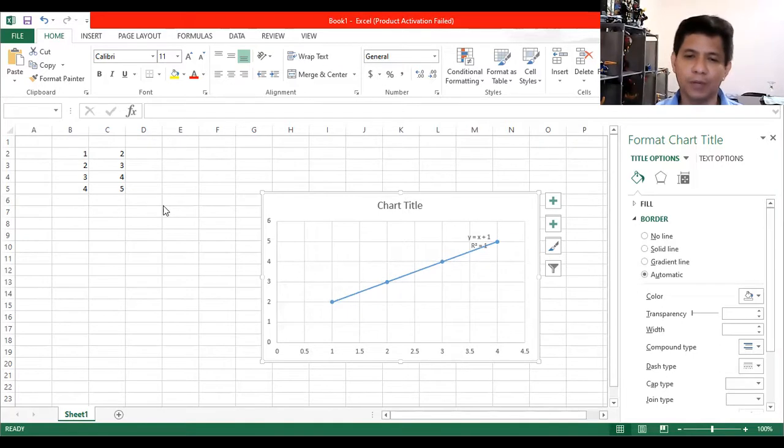Alam niyo na naman to, 'di ba? Kunin niyo lang yung derivative, then you're going to get the partial molar volume of ethanol. Tapos ipasok niyo dun sa equation na V is equals to V sub A times N sub A plus V sub B times N sub B. Makukuha niyo naman dun yung partial molar volume ng water. Okay? So, hanggang dun na lang.